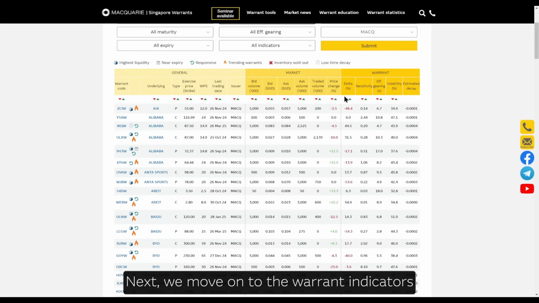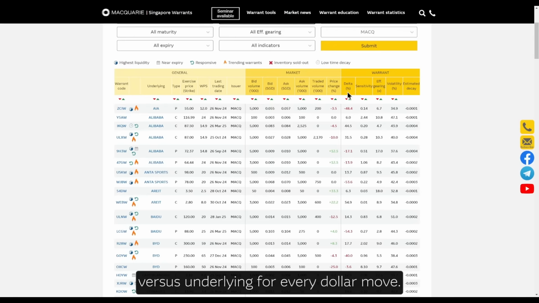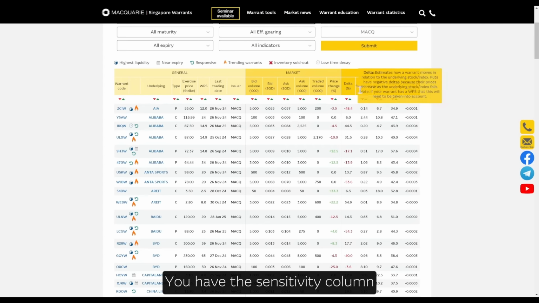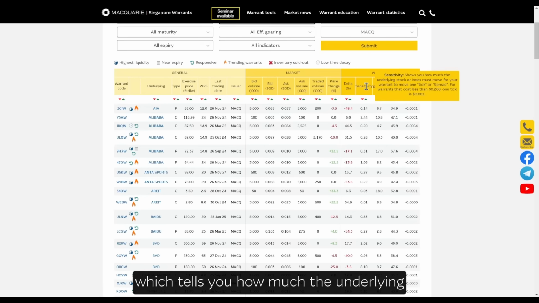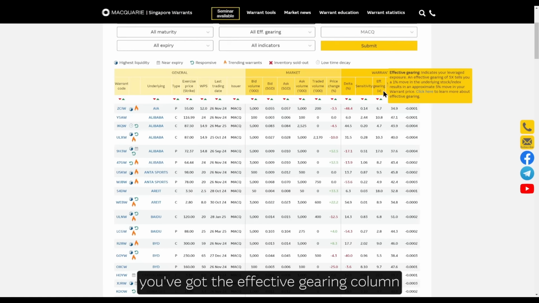Next, we move on to the warrant indicators, including delta, which measures the sensitivity of the warrant versus the underlying for every dollar move. You have the sensitivity column, which tells you how much the underlying must move in terms of dollar value in order for the warrant to move one tick. Next, you've got the effective gearing column that tells you approximately the percentage of the warrant move versus a 1% move in the underlying.